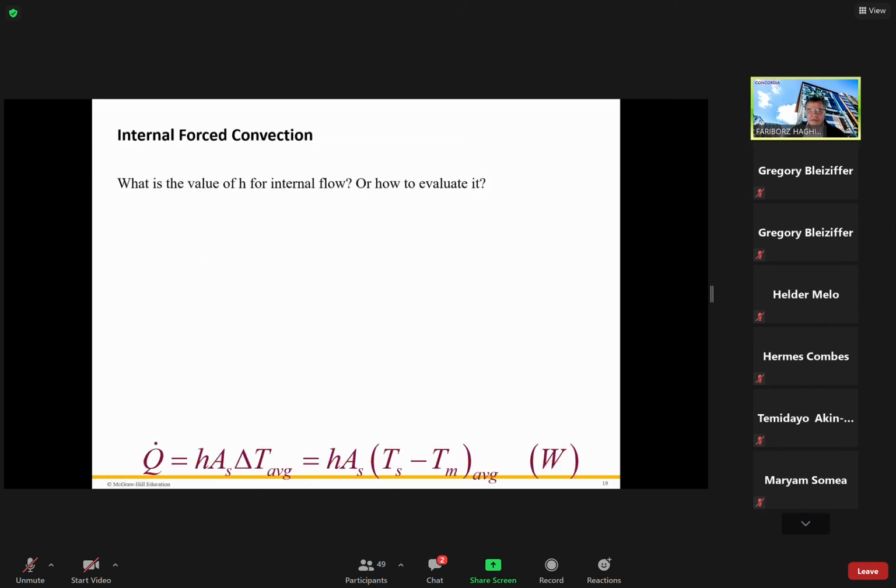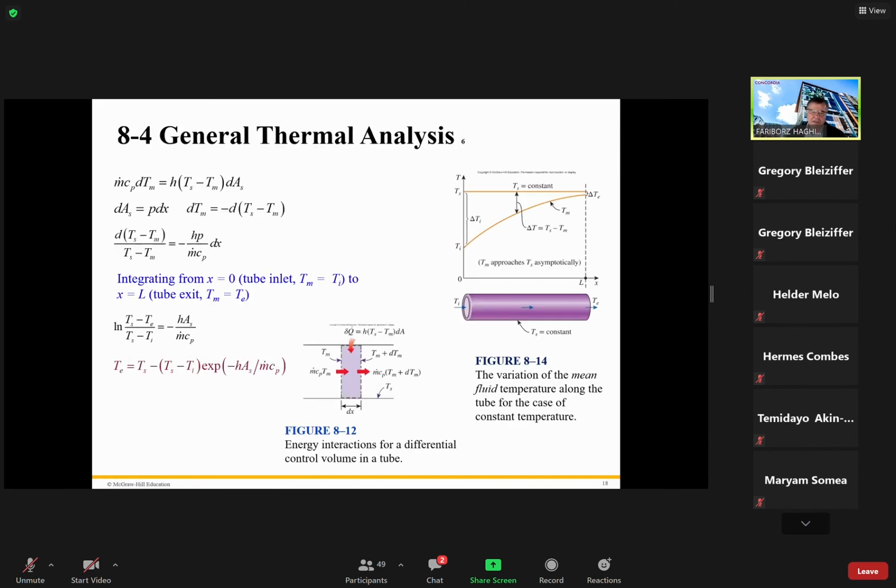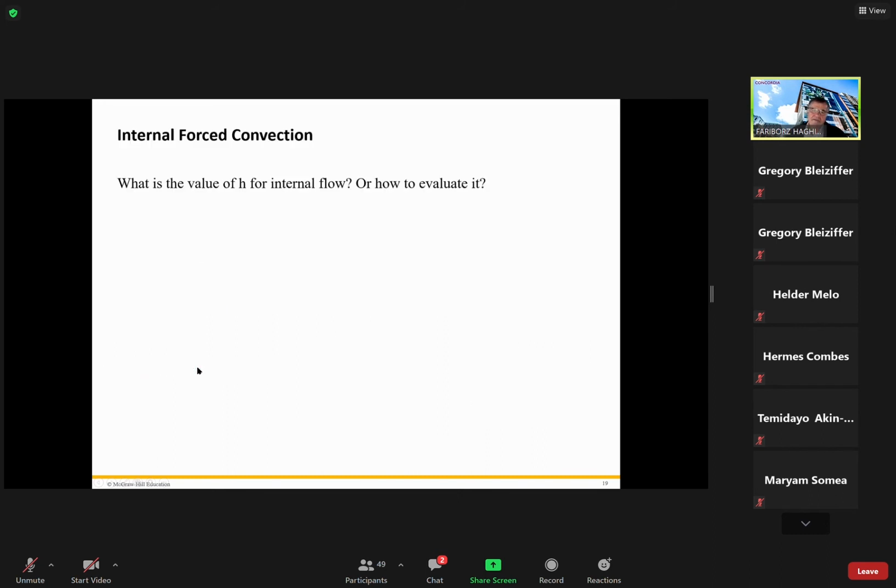Now, for internal convection, as I mentioned, the question here is h. If I know h, all of my problem will be solved, because I can calculate the surface, the exit temperature, and so on. But now the question is, what is the value of h for internal flow? We have already some idea about external flow for a cylinder, a sphere, a plate. But now what is inside?